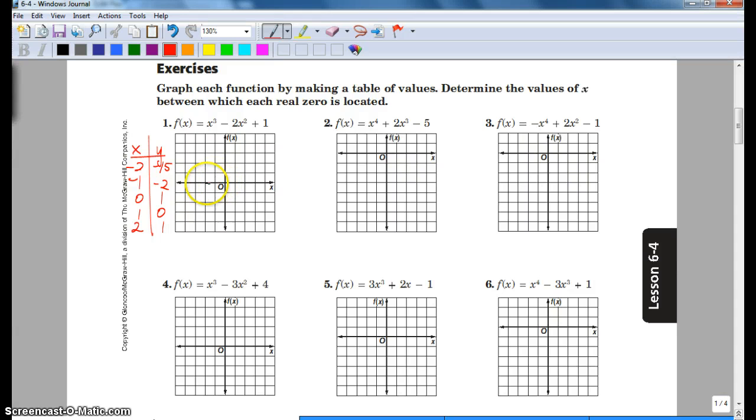So negative 2, negative 15 does in fact go off the graph. So we'll plot it somewhere down here. Negative 1, negative 2, 0, 1, 1, 0, and then 2, 1. Okay, so we can go ahead and start the curve.